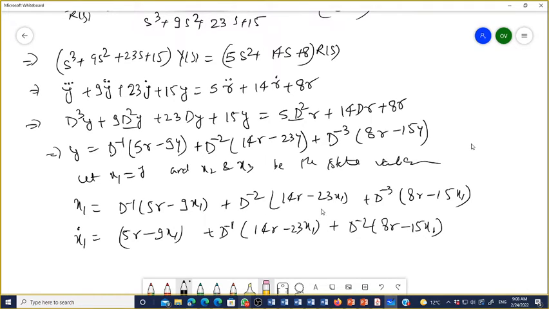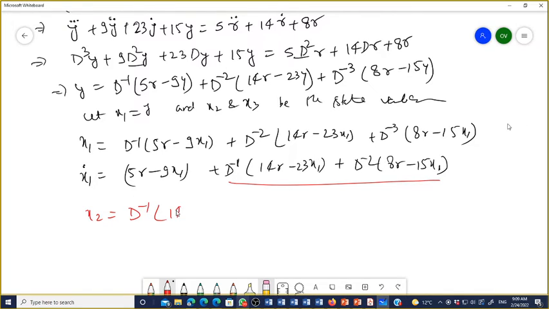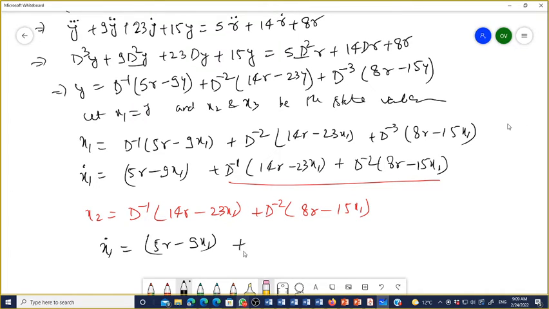Now what is x1 dot? x1 dot equals 5r minus 9x1 plus D inverse of 14r minus 23x1 plus D to the power minus 2 of 8r minus 15x1. What is the next step? x2. We define x2 equal to D inverse of 14r minus 23x1 plus D to the power minus 2 of 8r minus 15x1. Then x1 dot is finally 5r minus 9x1 plus x2.